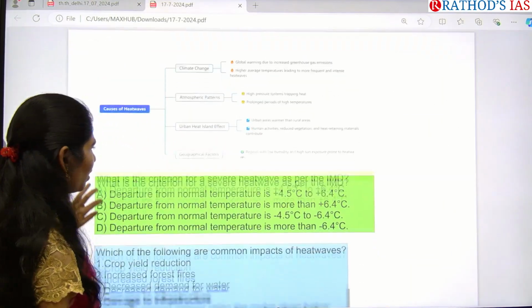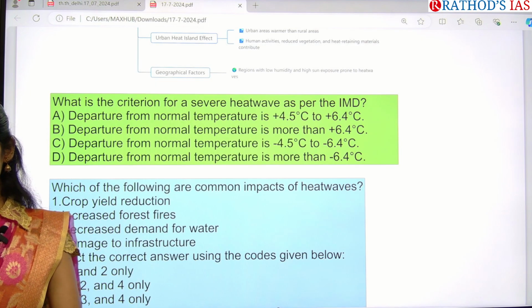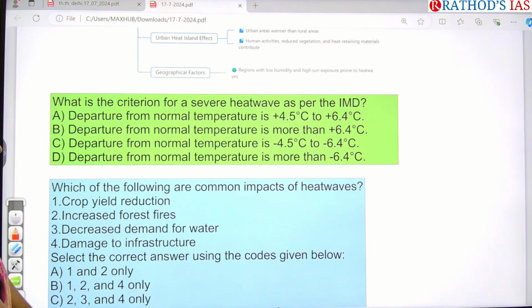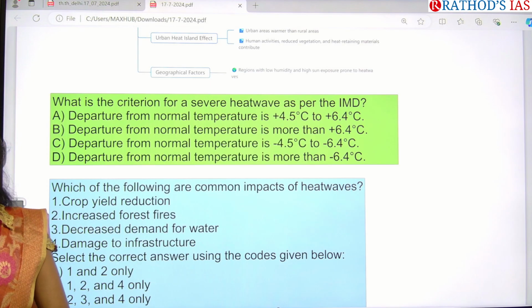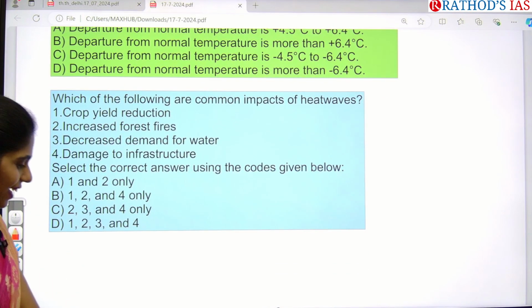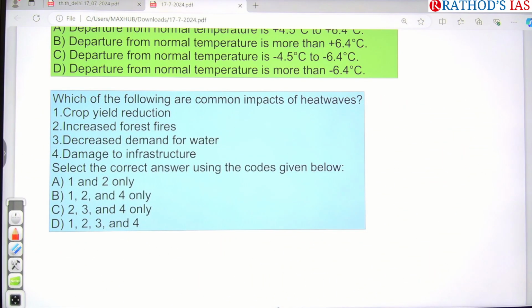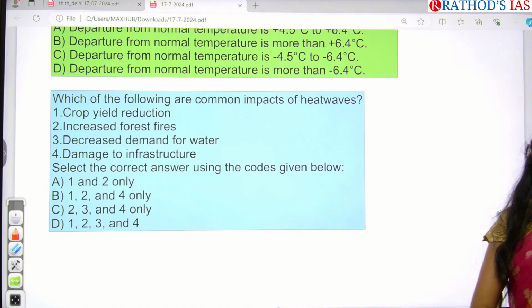And I gave you one question here. See this question. What is the criteria for a severe heat wave as per IMD? So what is the number? Plus 6.4, that is, the answer is B. And see this, I'll see who will answer this question. Next question in the blue box. Tell me the answer. Money? 1 to A. Okay, next.